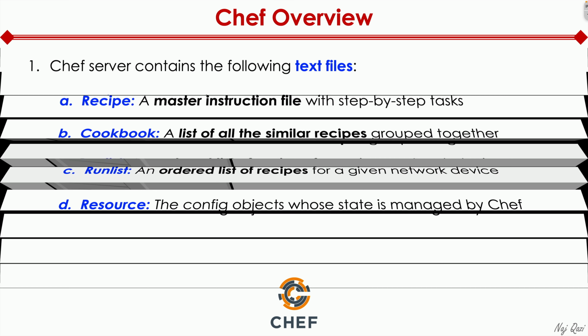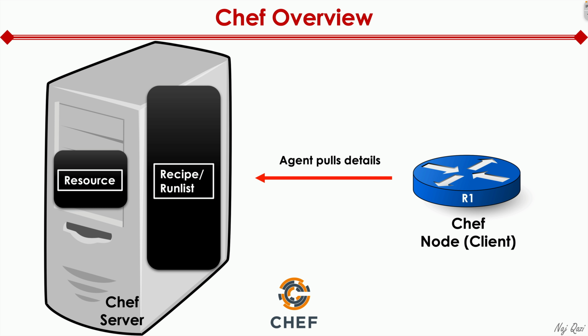So let me quickly give you an overview of how it looks visually. So you have a Chef server, which could be installed as a VM. You have a resource file, and then you have a recipe or run list, and the resource is a subset of that. And what a Chef node in this case would do, which is a client essentially, is it would actually pull details from the Chef server.